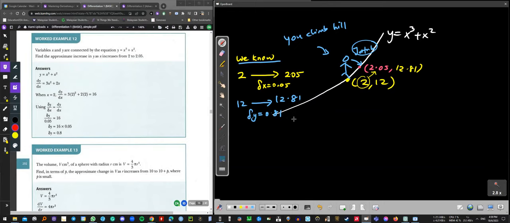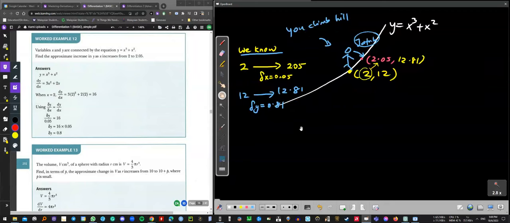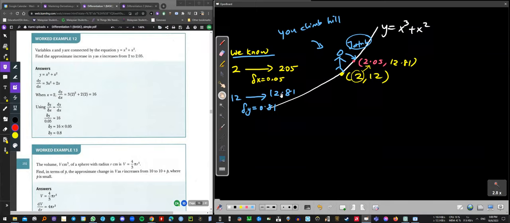Setuju? Setuju tak? Understand? So, you kena faham betul-betul ni. So, 12 jadi 12.81 sebab kau terjatuh ke depan sebanyak 0.05. So, Y kau tertambah sebanyak 0.81. Okay, so far so good. So, ini basic understanding.